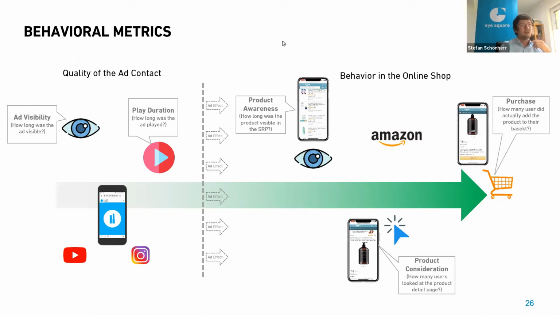And in the online shop, we concentrated on product awareness, so how long the product was visible on the search results page, or how long the customers looked at it. Then in the second step, product consideration, how many users really looked at the product on the detail page. So there was a deeper interest. And of course, in the end, it's all about purchase, how many users actually added the product to their basket. Those were the metrics we used.